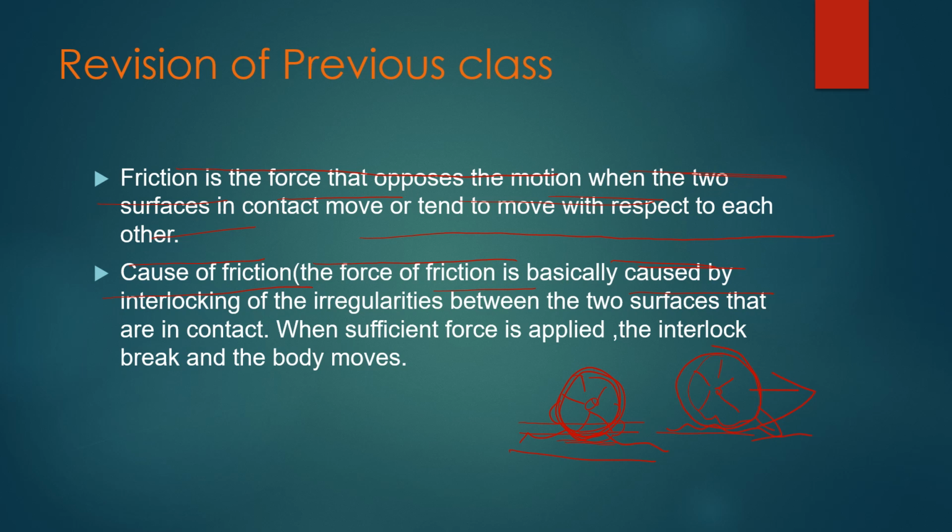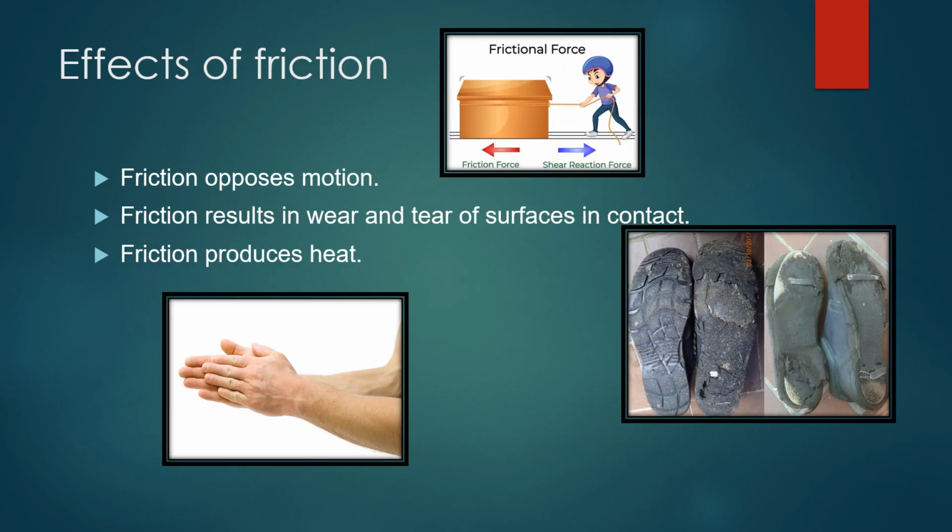This is the same when we are walking on a surface. Our leg is also having irregularities, the road is also having irregularities. So when we overcome this, then only we will be able to move. Now, what are the effects of friction? Friction, as we have just said, opposes motion. You can see this is the frictional force and this is the shear reaction force. When we overcome this opposing force, then only the body will move.